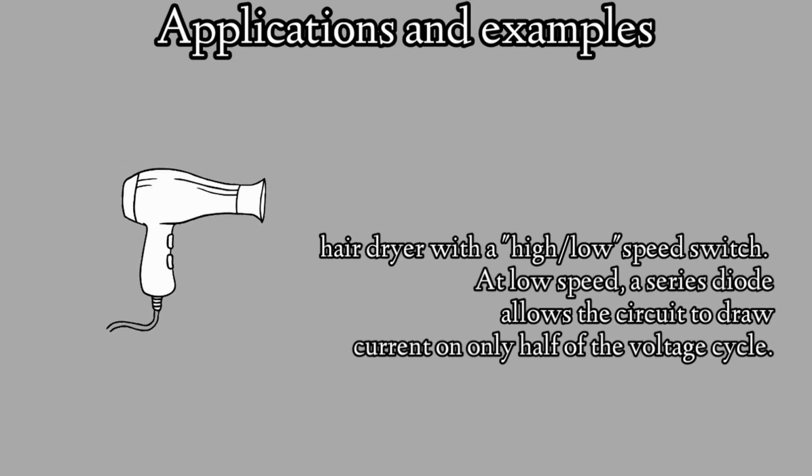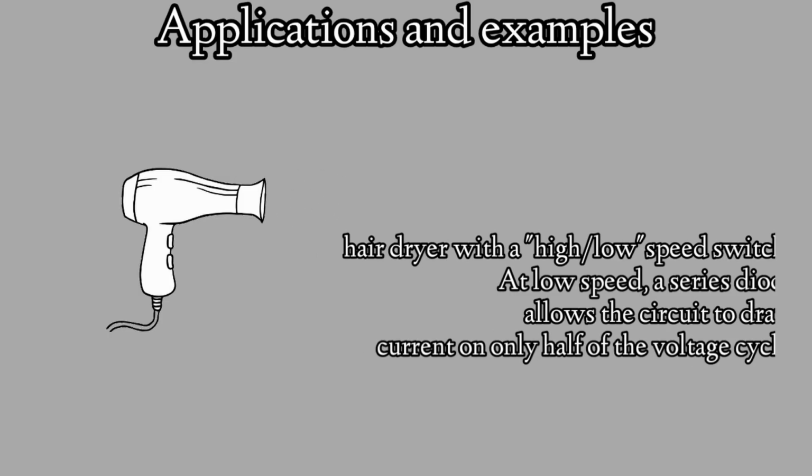One of the examples that we can take is a hairdryer with a high and low speed switch. At low speed, a series diode allows the circuit to draw current on only half of the voltage cycle.